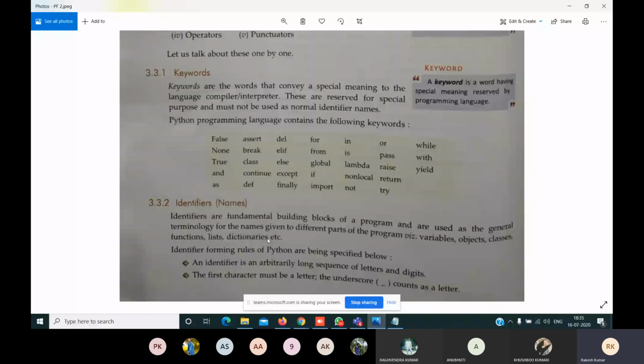You need to define variables. You need to create objects. You need to create variables, classes. So you have to give names to the variables, objects, classes, functions. When you give the names, that name is known as an identifier.